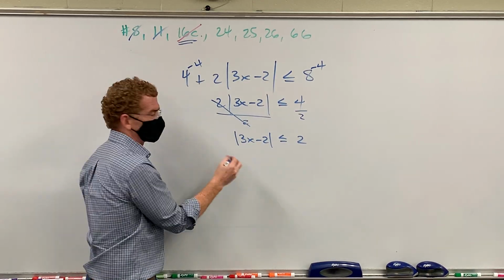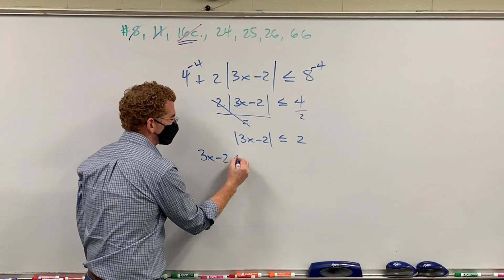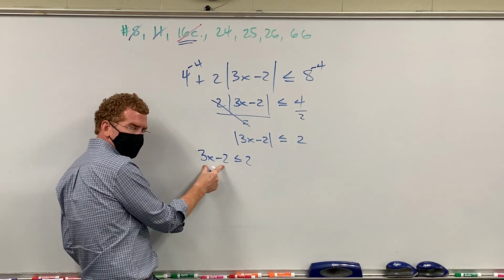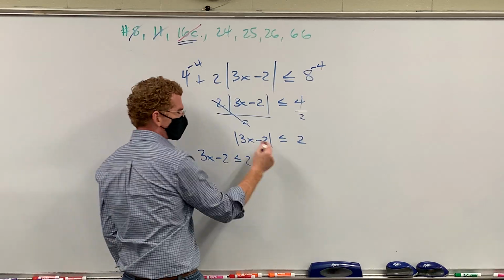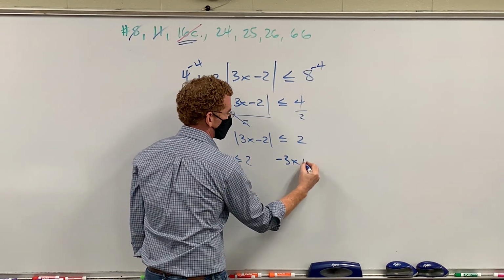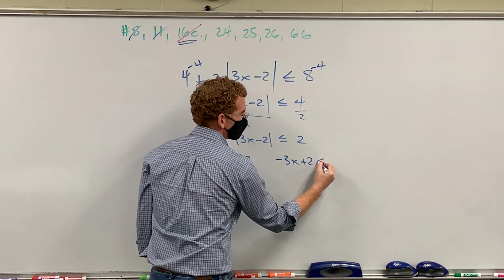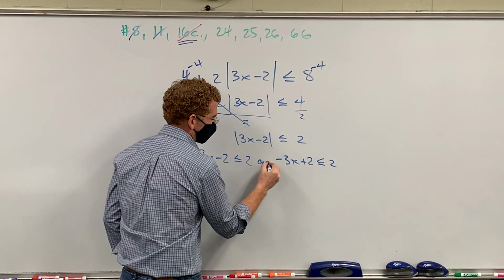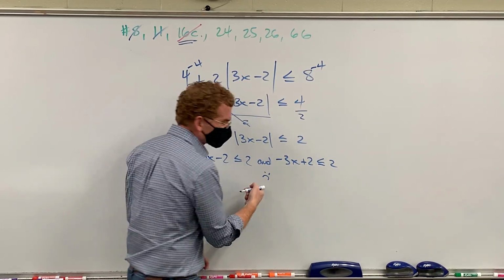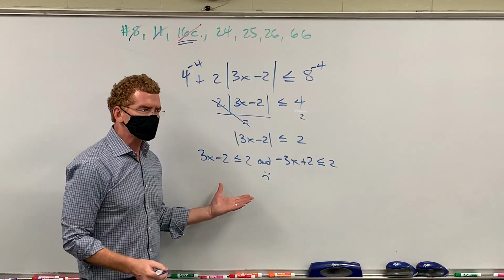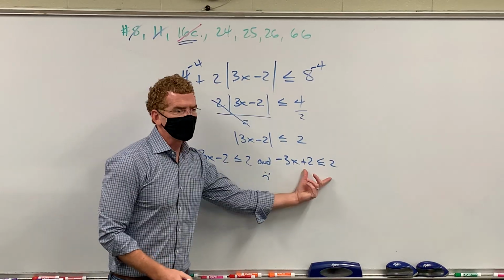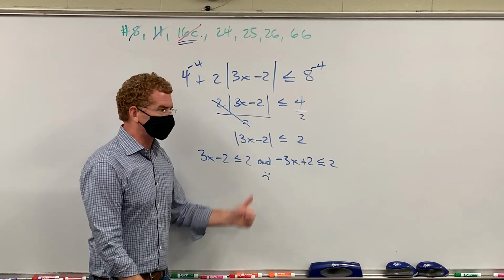This is the non-trick. 3x minus 2, so leave that the same. Or negate that, negative 3x plus 2, and put an and there. But you know what? I don't love this way because now I have to solve 2 problems and then combine them back together with the word and.